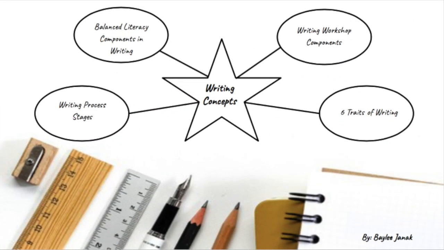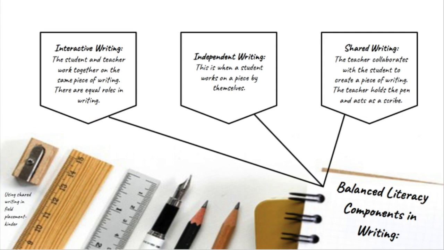The writing concepts I learned this semester include the balanced literacy components in writing, the writing process stages, the writing workshop components, and the 6 traits of writing. There are 3 main sections in the balanced literacy components in writing, that being interactive writing, independent writing, and shared writing. Independent writing speaks for itself as the student works independently on a piece of writing.